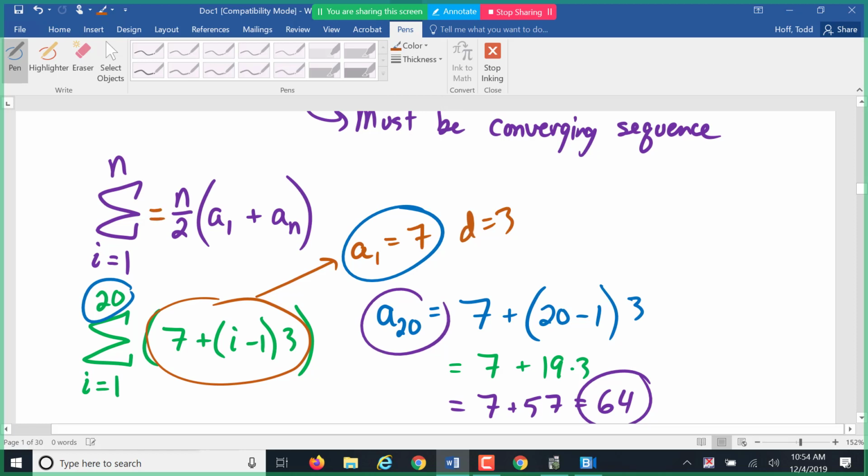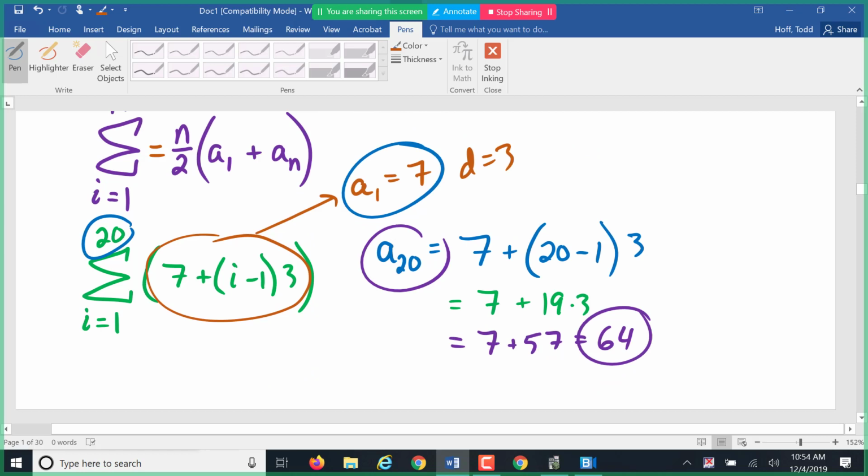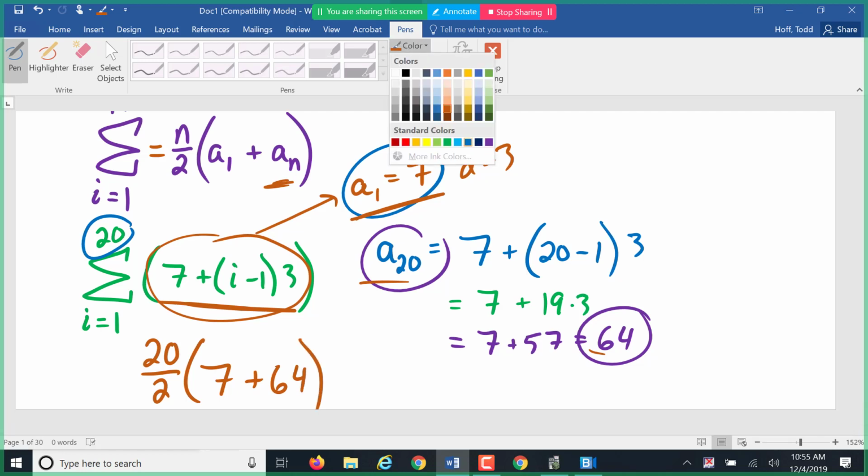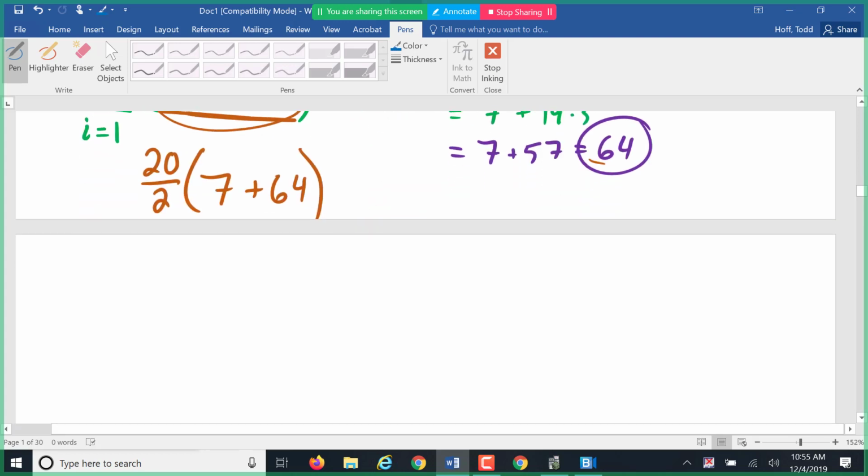So the finite sum from i equals 1 to 20 of that arithmetic sequence is n, which is 20, over 2 times a1, which is 7, plus a20, which is 64. Now there's a couple of different pieces I can do separately here. First of all, 20 divided by 2 is 10, and 7 plus 64 is 71. 10 times 71 is 710. If you wanted to actually find all 20 of those terms and add them up, it would add up to 710.